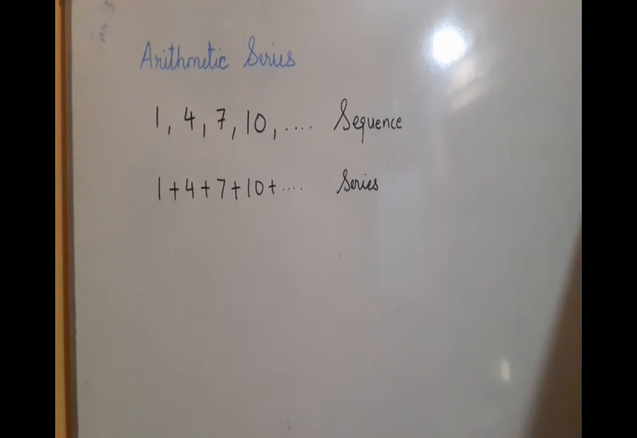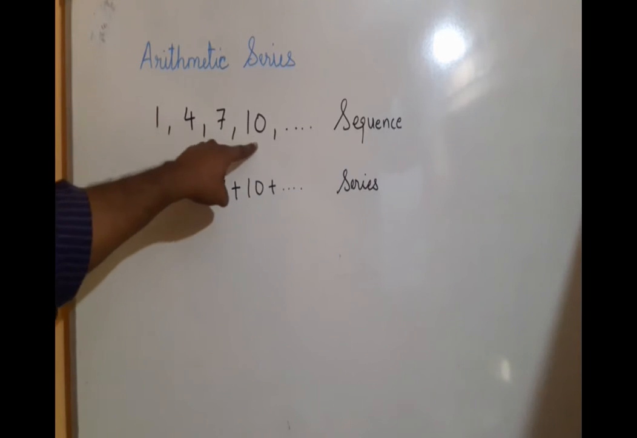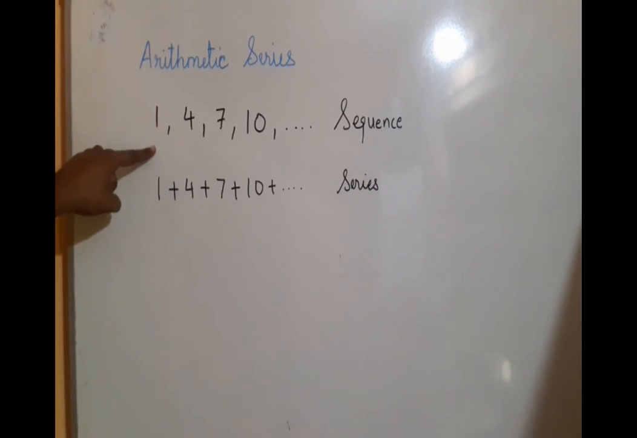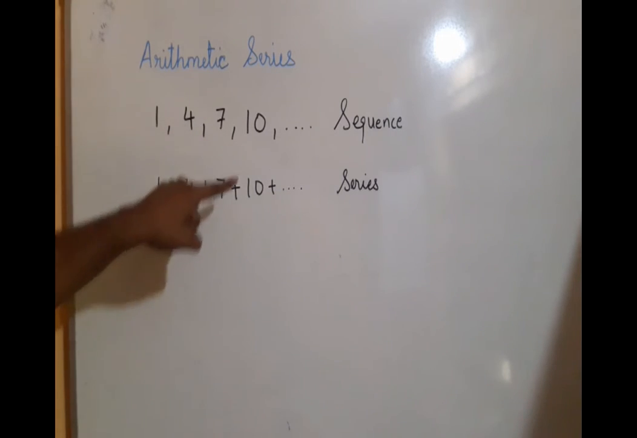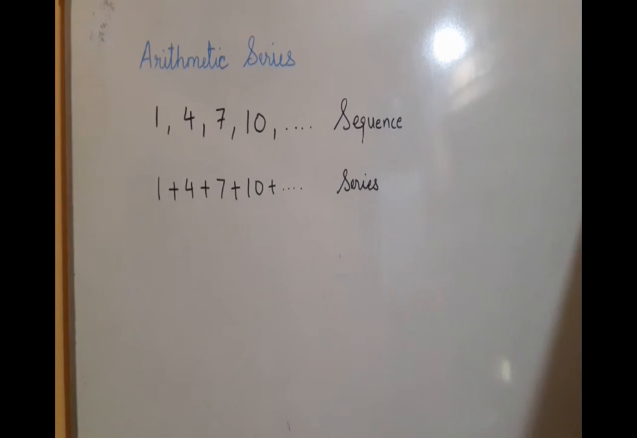So what is the common difference? It is the number obtained by subtracting a term from its succeeding term. So we have 4 minus 1 is 3, 7 minus 4 is 3, 10 minus 7 is 3. Since the difference is common, this is an arithmetic sequence. A series is a sum of the terms of the sequence. So adding them, 1 plus 4 plus 7 plus 10, gives us an arithmetic series.